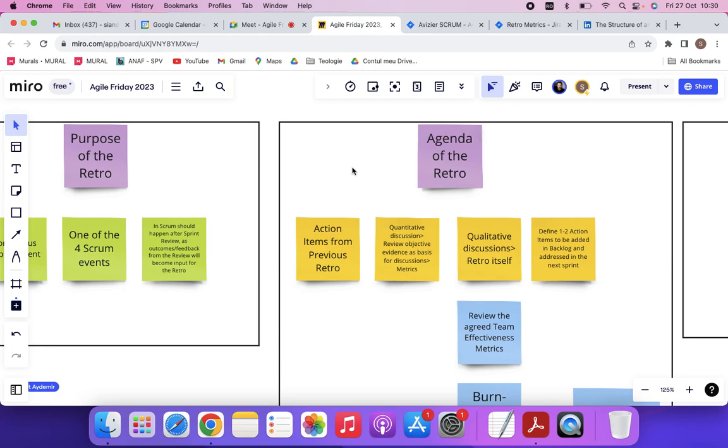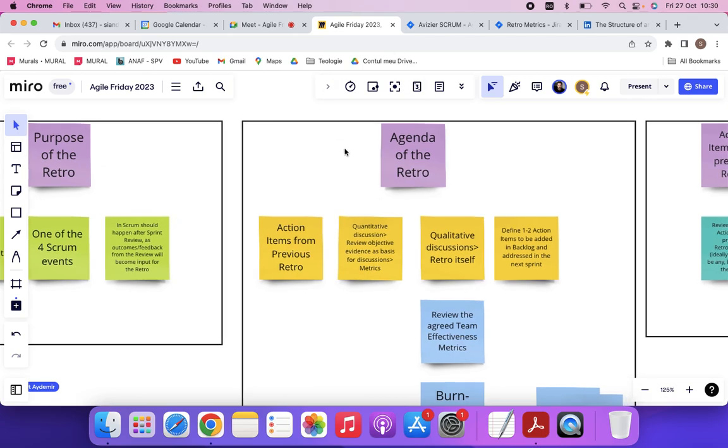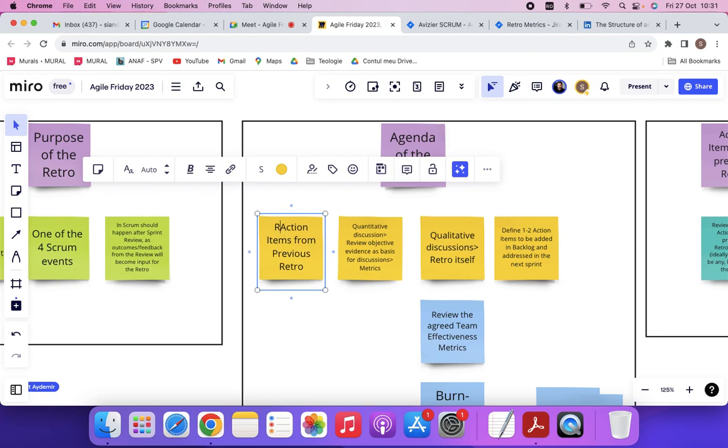Yeah, indeed, the sprint review should be a celebration. They should celebrate what they achieved, but they should also understand it's for their benefit. And now we go to the agenda of the retrospective. This is the key of our discussion today. The agenda should also contain the action items from the previous retrospective. So we should review the open action items from the previous retrospective.